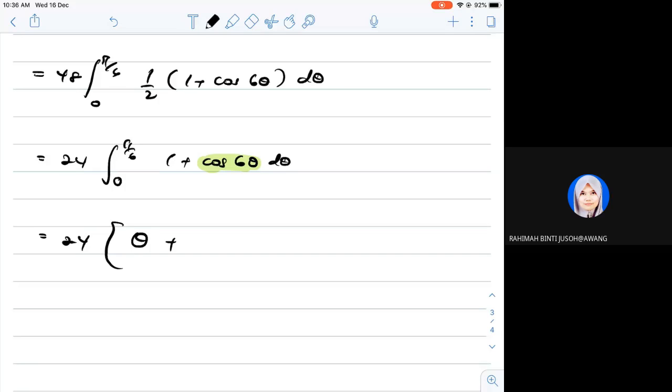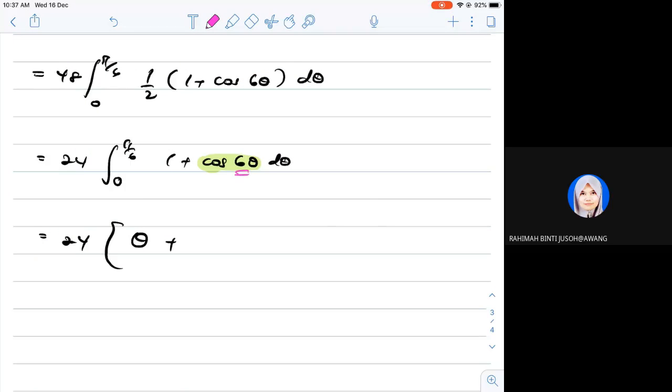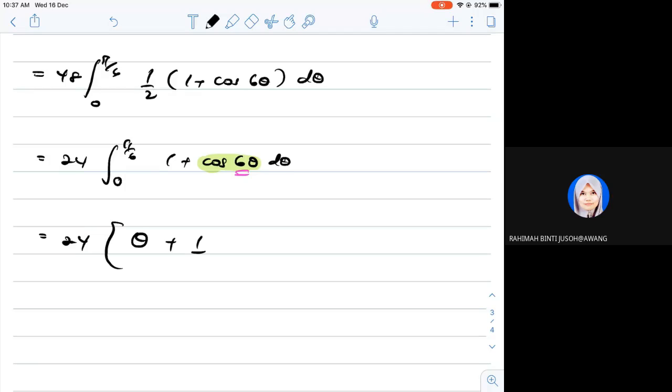What do we get? Integrate cos, what do we get? Why is there no feedback? Sine. Sine 6 theta. So what happened to this 6? Where do we bring this 6? Down. Bring it to the bottom. Yes, very good. So we will have 1 over 6 sine 6 theta.